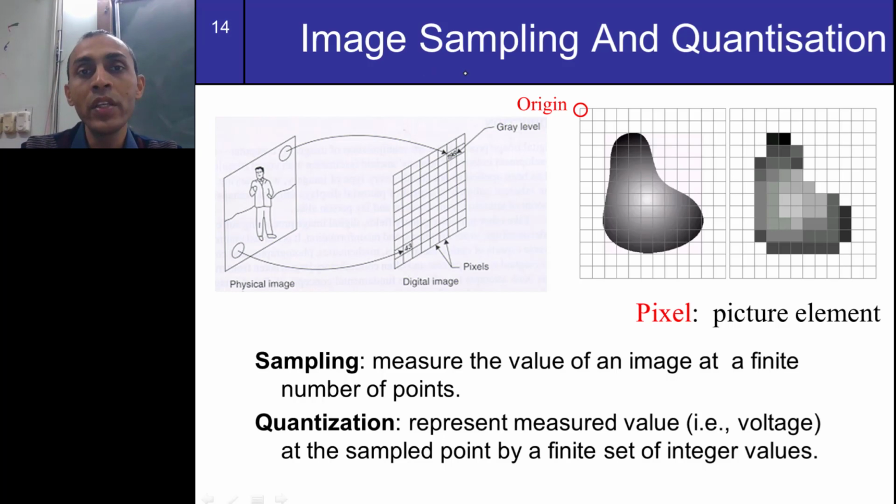So there are two things when we talk about digitization. One is called sampling and the other is called quantization. The definitions are written here. Sampling refers to the spatial part, and quantization refers to the intensity measurement. As we said, we will not be able to measure intensity values at every possible location. Instead, we'll measure at regular intervals.